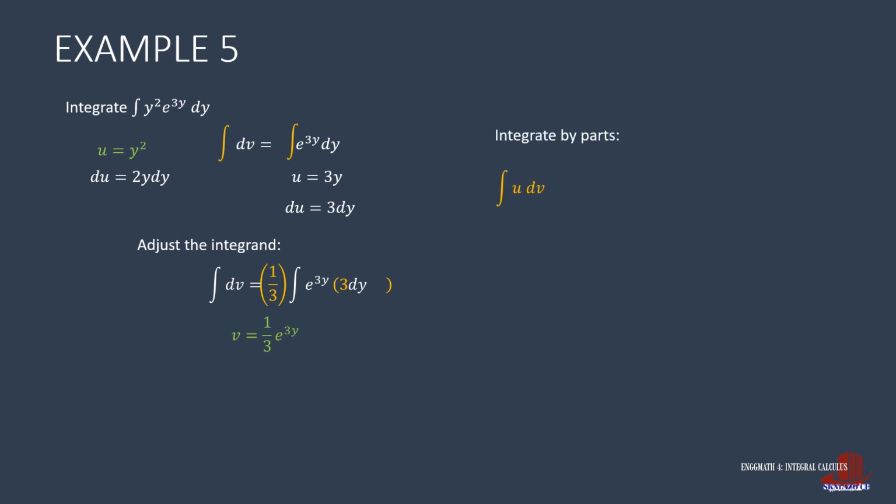Then integrate by parts. uv is then y squared times 1/3 of e raised to 3y minus the integral of 1/3 of e raised to 3y times 2y dy. Take out constants and have a third of y squared e raised to 3y minus 2/3 of the integral of e raised to 3y times y dy. Having a product in the integral is a sign that there is another integration by parts to happen.